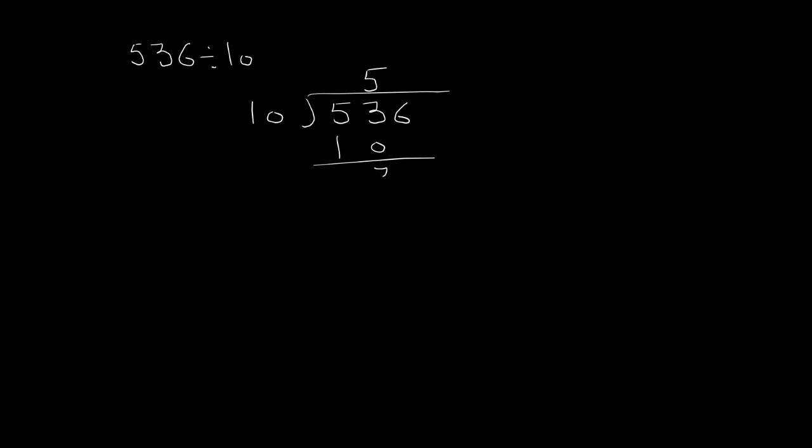Let's say I'm trying to divide 536 by 10. Let's do that. So this is again the calculation, 536 divided by 10. Just going to do it a bit faster. 5 tens are 50. I'm going to get 36. 3 tens are 30, and I'm going to have a 6. So now I can't go any further.